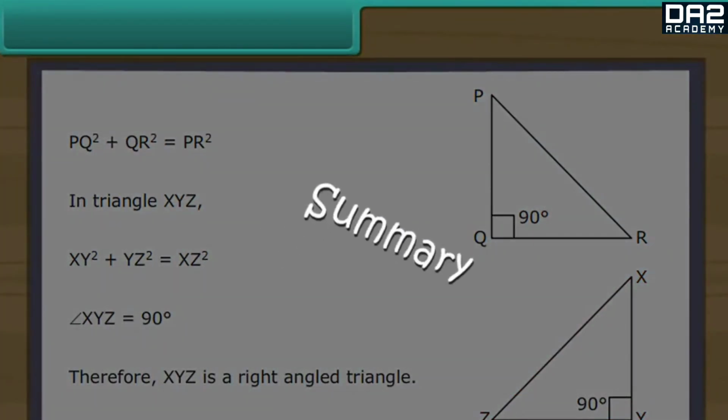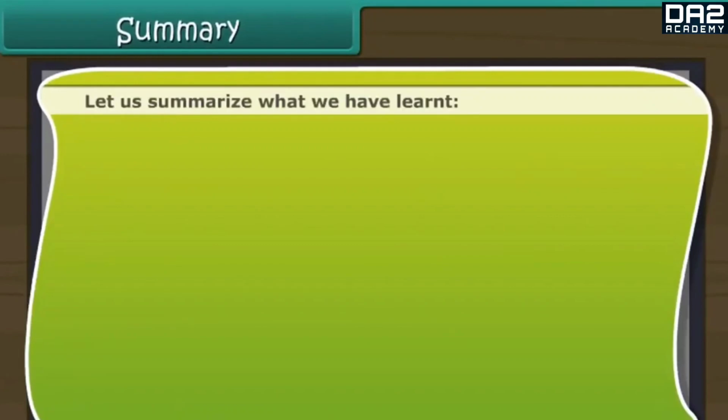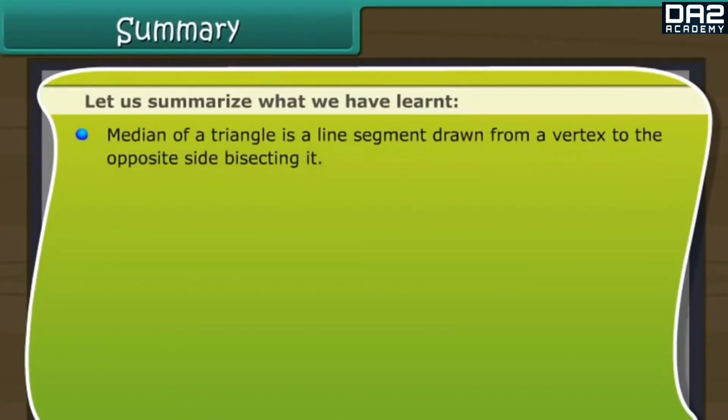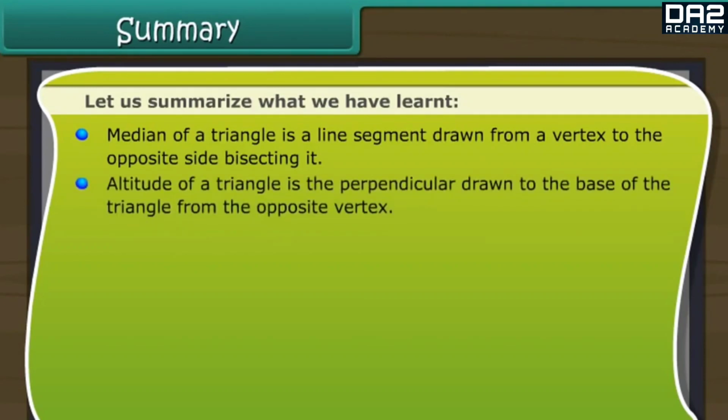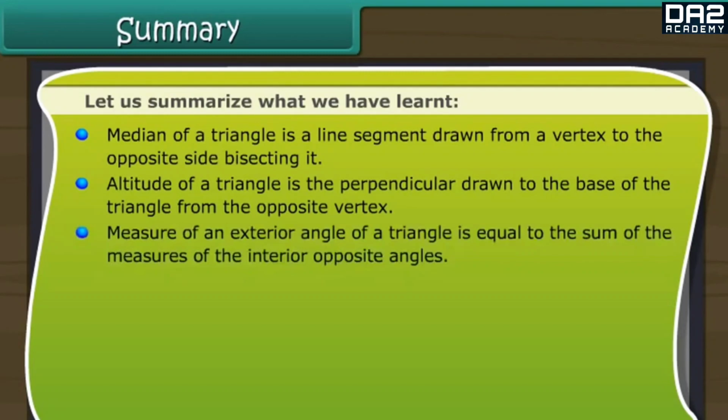Summary. Let us summarize what we have learned. Median of a triangle is a line segment drawn from a vertex to the opposite side bisecting it. Altitude of a triangle is the perpendicular drawn to the base of the triangle from the opposite vertex. Measure of an exterior angle of a triangle is equal to the sum of the measures of the interior opposite angles.